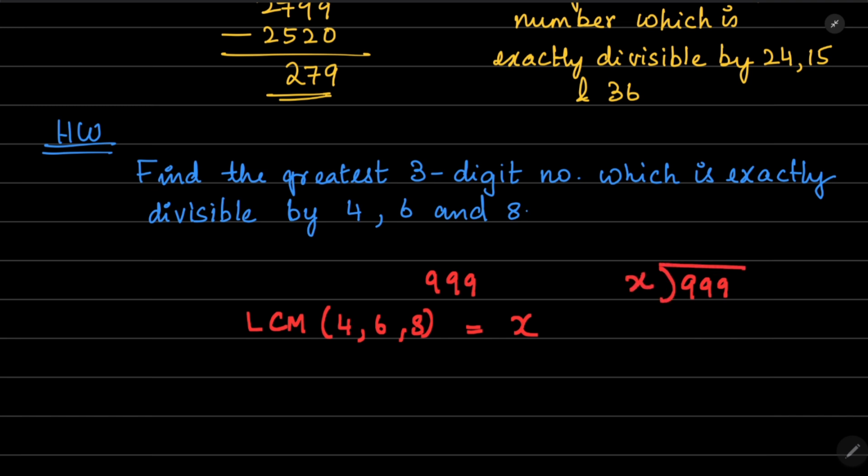When you divide, you'll be getting some remainder. Let that remainder be capital R. After that, you will subtract the remainder from the greatest 3-digit number, which will give you the answer. So this will be the greatest 3-digit number which is divisible by 4, 6 and 8. So do try it out and let me know what answer you are getting.